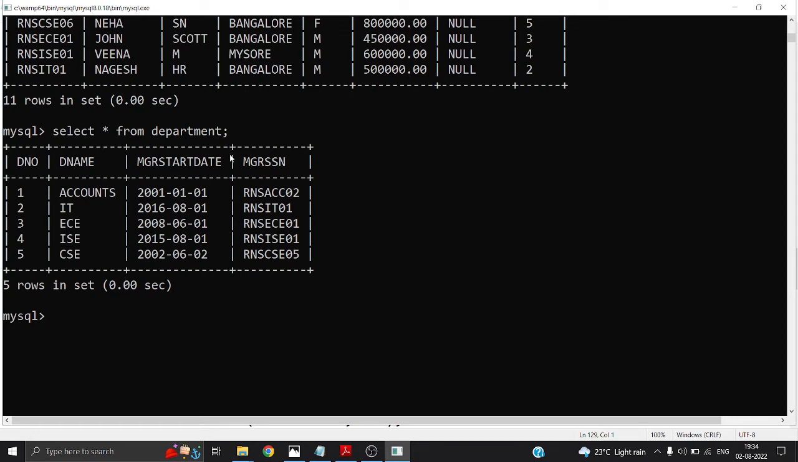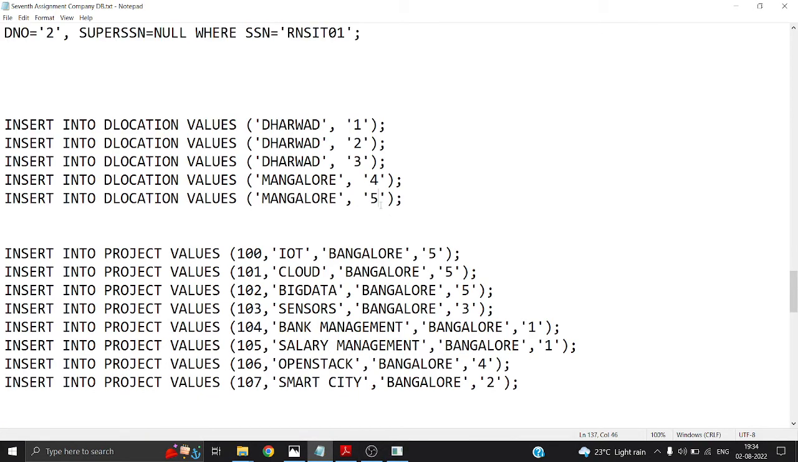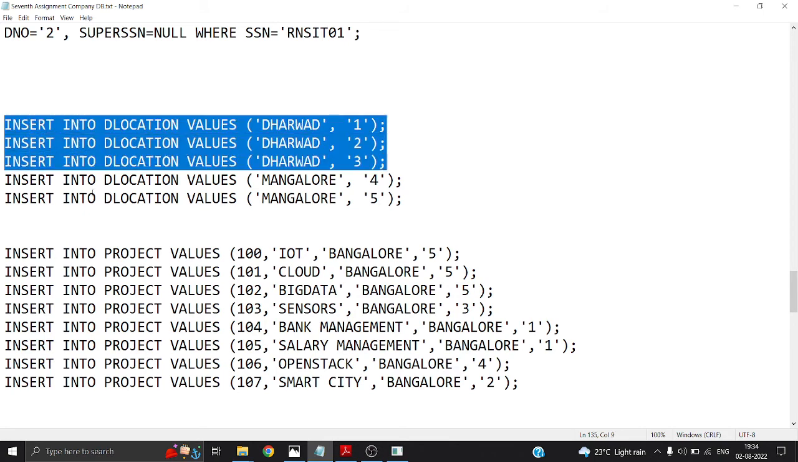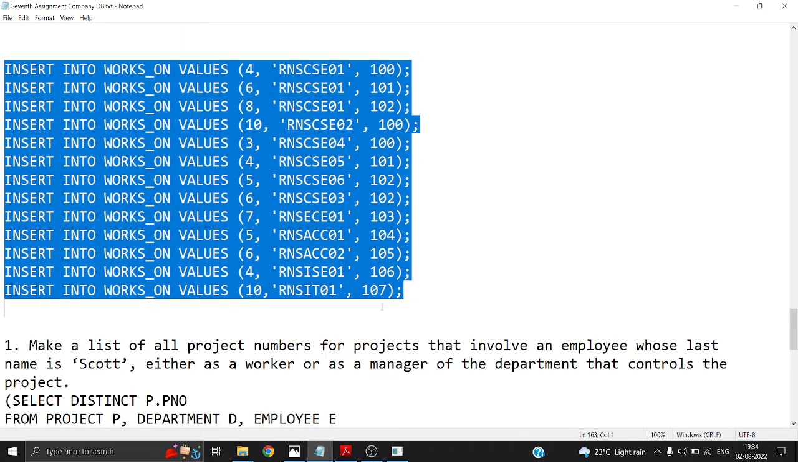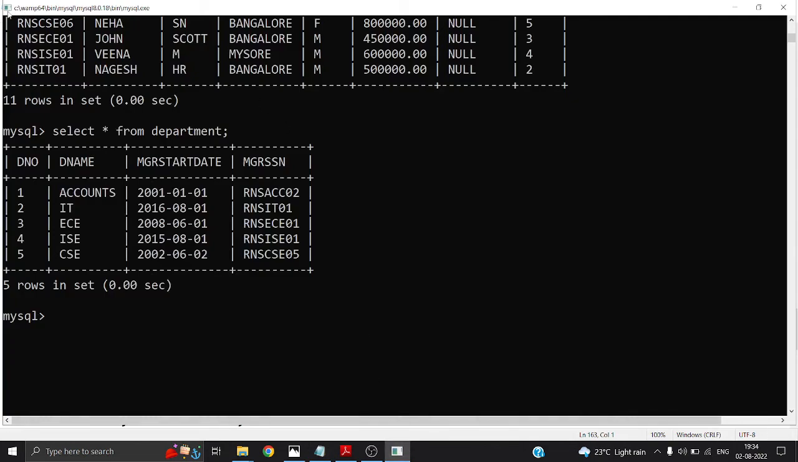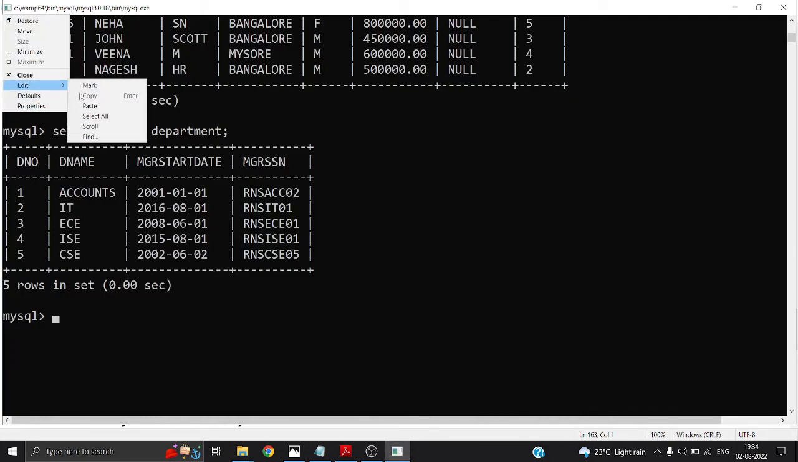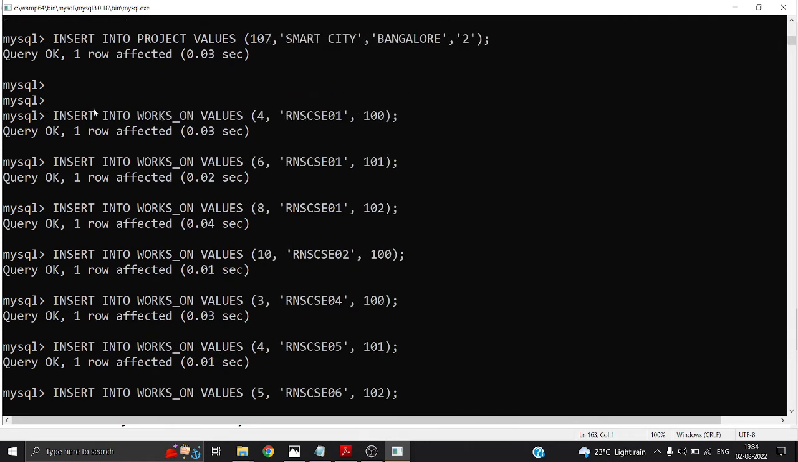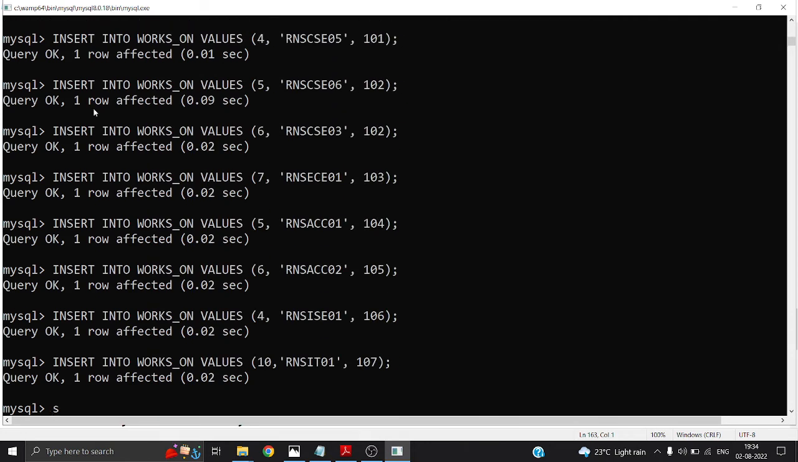So now we will move ahead with the next tables, adding records into the next tables. Again, I will add the records directly into the tables so that we can save time. So here I'm adding the details. Okay, fine. So now I have added the details in three more tables. So let me show you.